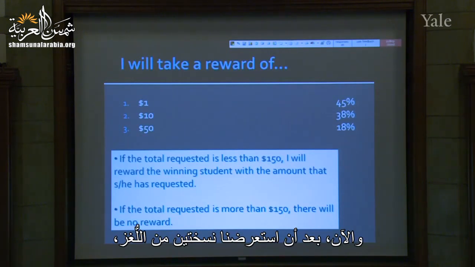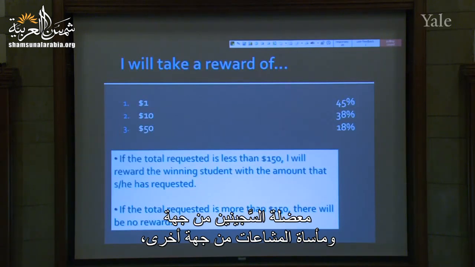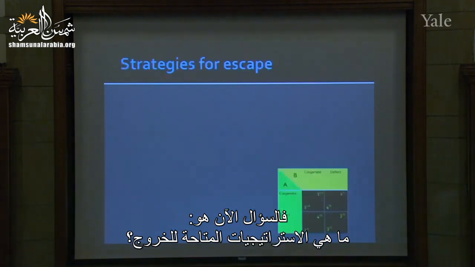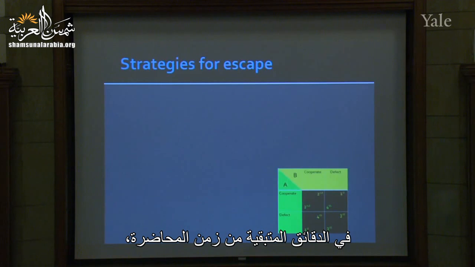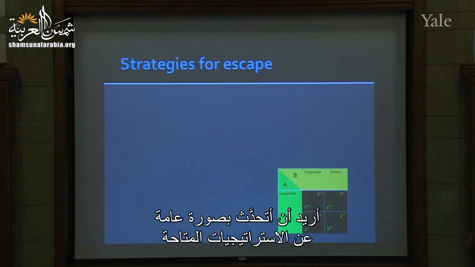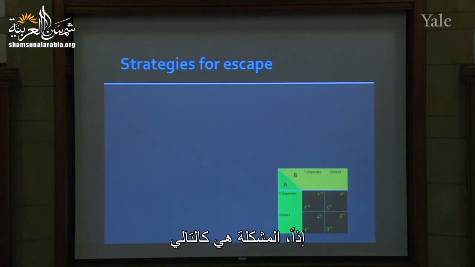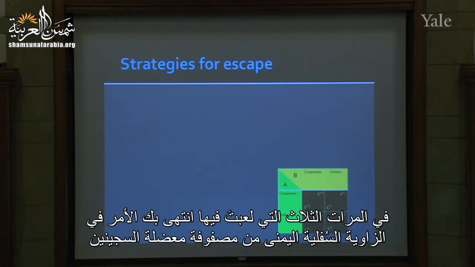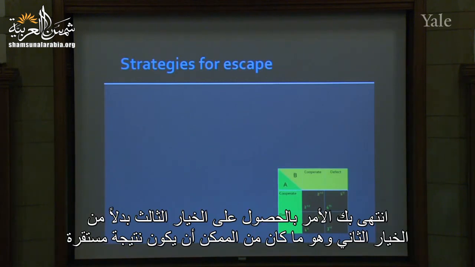But the question is, now that we've presented ourselves with these two versions of the puzzle, the prisoner's dilemma on the one hand and the tragedy of the commons on the other, what kind of strategies are there for escape? And in the last 10 minutes of lecture, I just want to talk through at a very general level what kinds of strategies are available. So remember, the issue is this. 3 out of 3 times, you all ended up in the bottom right-hand corner of the prisoner's dilemma. You ended up with your third choice rather than what could also potentially have been a stable outcome, your second.